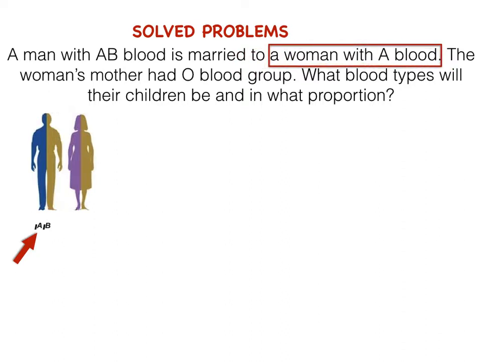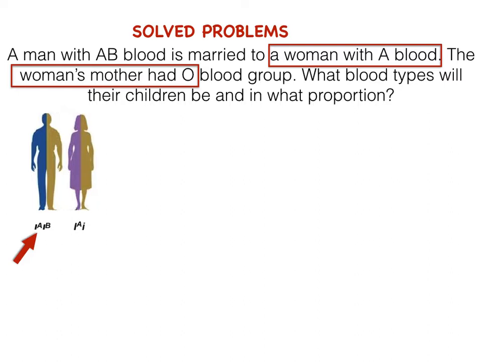Now the woman has A blood type. That's one hint. Hint number two: the woman's mother had O blood type. So is the woman homozygote for the A allele, or is she heterozygous? The moment you see a problem like this, with a woman with A blood type and a mother or father with O blood type, you can 100% conclude that she cannot be homozygous for the A blood type. She has to be heterozygous. That is going to be the woman's genotype. How did I come to this conclusion?